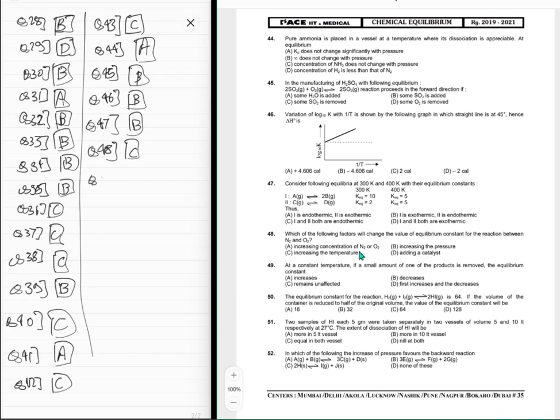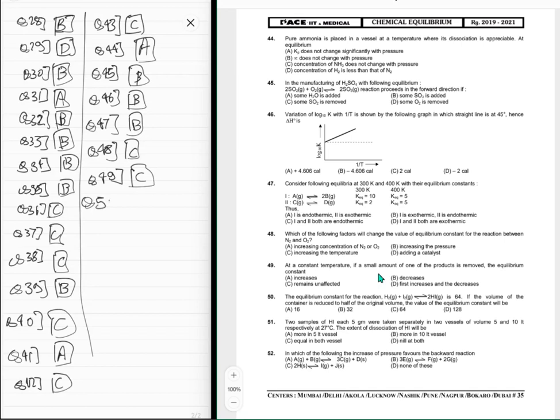Question number 49. At a constant temperature, if a small amount of one of the products is removed, the equilibrium constant... Okay, then the reaction proceeds forward. So the equilibrium constant is unaffected, but your equilibrium is shifted to the right. That does not mean the equilibrium constant is shifted to anything. So it remains unaffected.